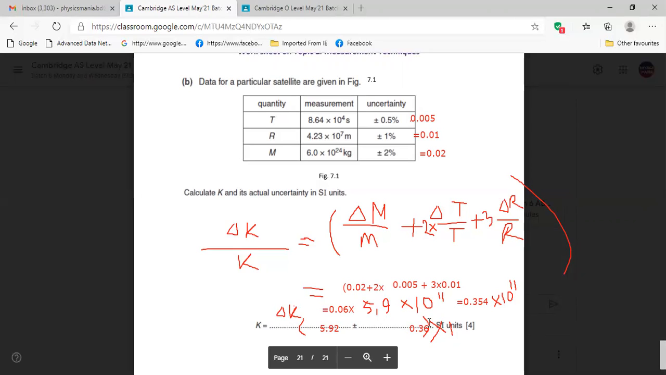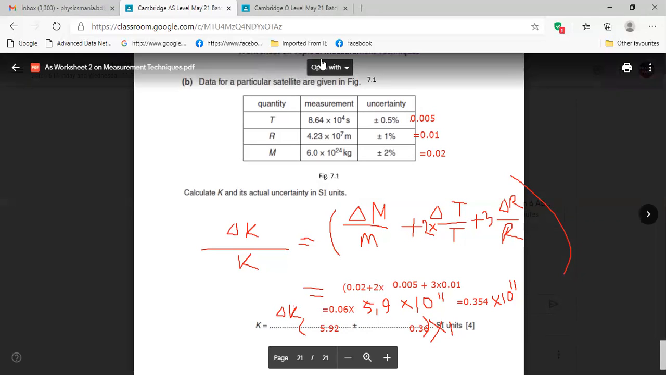So what will the final answer be? 5.92 plus minus 0.35 for you, right? Yes, sir, 0.35. Then multiply 10 to the power 11. Clear? Yes, sir.